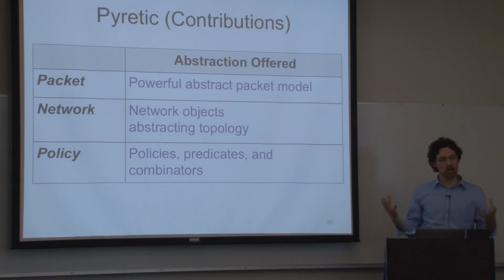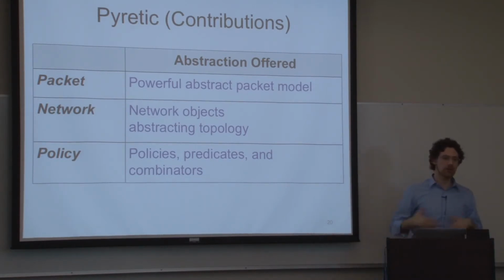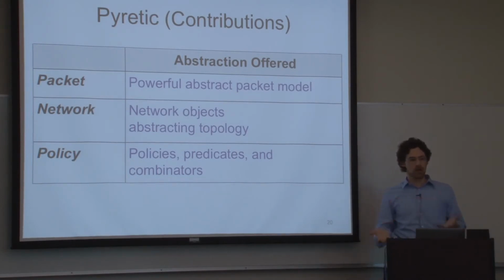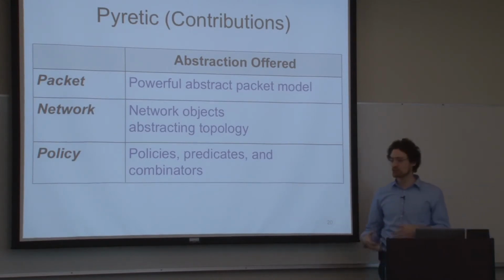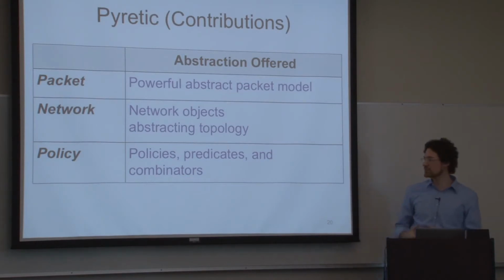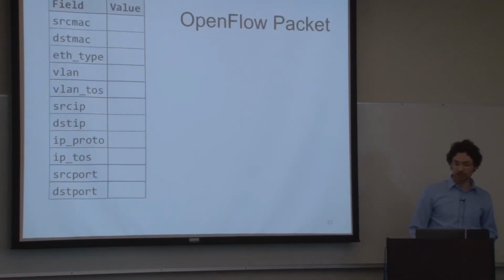Network objects can abstract the topology and potentially layer atop one another in order to facilitate module reuse and easy coding by programmers. And this policy language allows us to take primitive policies that involve querying and predicates and combine them in a variety of different ways. So today's talk is really going to be focused just on those three abstractions, and we're going to go through them one by one. So let's start with our packet abstraction.